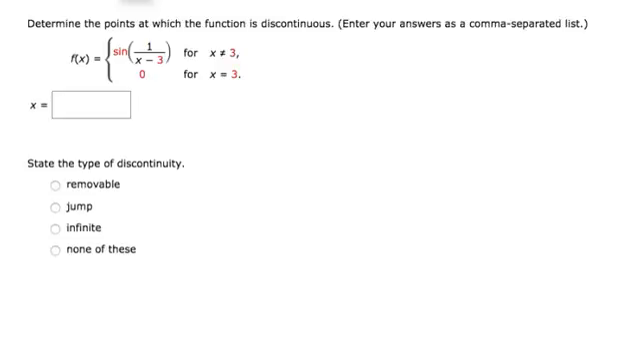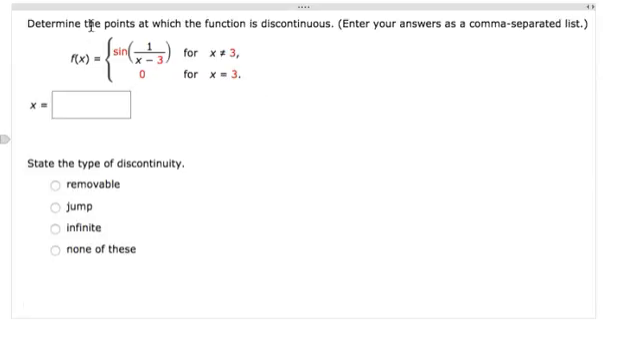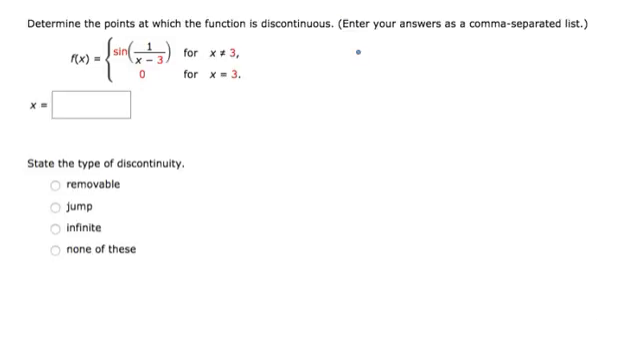Alright, in this problem we're trying to find where the function f of x is discontinuous. So f is defined by sine of 1 over x minus 3 if x does not equal 3, or it's defined by 0 when x equals 3. So what we've got to do is see if it's discontinuous somewhere, and it looks like the only place where it's maybe discontinuous would probably be at 3.